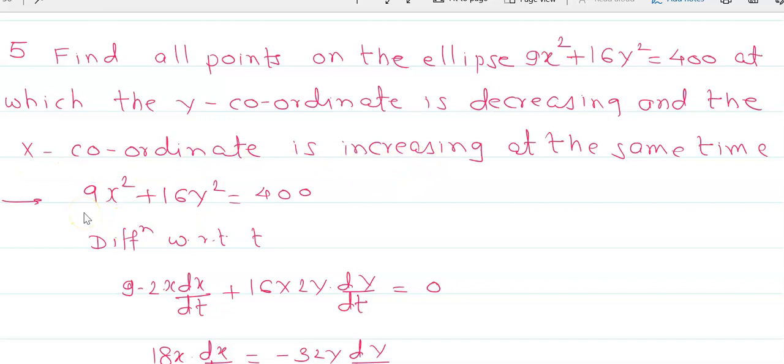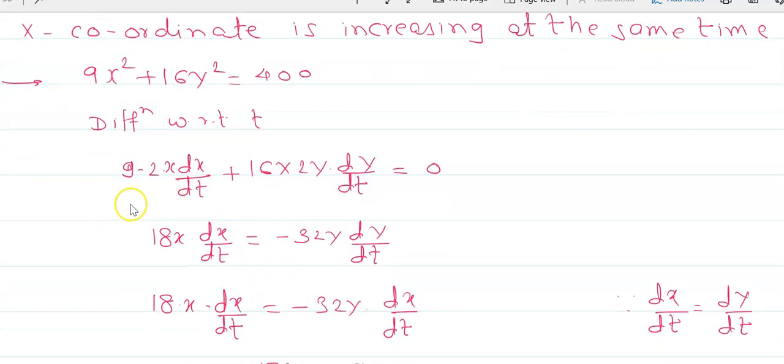Now we have the given equation of the ellipse, 9x square plus 16y square is equal to 400. Differentiate this. This is an implicit type of parametric differentiation. That is 9 into 2x into dx upon dt, plus 16 into 2y into dy by dt, that is equal to 0. Therefore 18x into dx upon dt is equal to minus 32y into dy by dt. We'll find out the value.